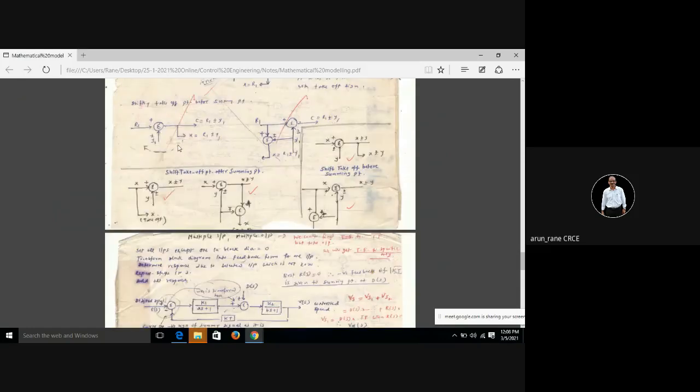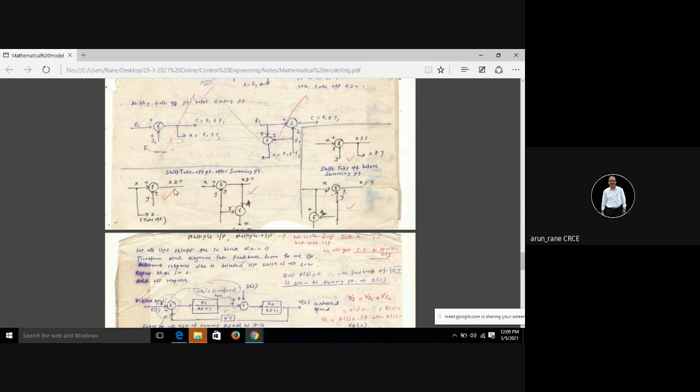Now shifting the takeoff point before the summing point. So you have a takeoff point here, which is x is equal to r1 plus or minus y1. That is, we have r1 here, this is your y1, and c1 is equal to r1 plus or minus y1. Now for this, what modifications are we doing? Shifting the takeoff point before the summing point.